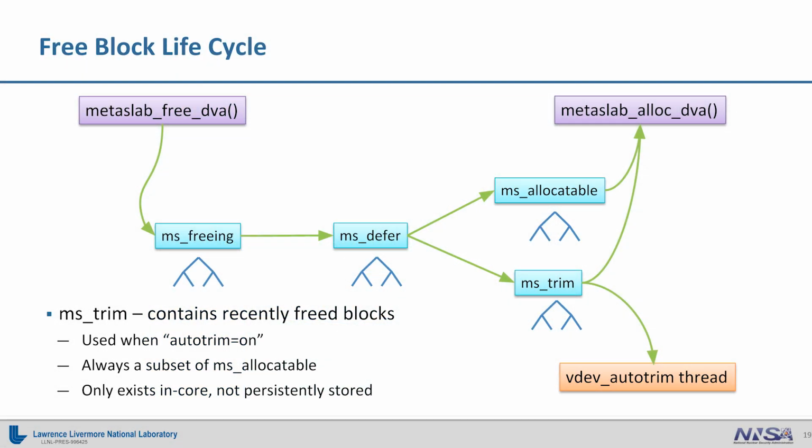But when this trim tree is enabled, what you also need to do when you allocate a block in ZFS is make sure that you also remove it from the trim tree, not just the ms_allocatable tree, but the ms_trim tree. And it's this trim tree that gets consumed by the VDEV autotrim threads for the background trim.